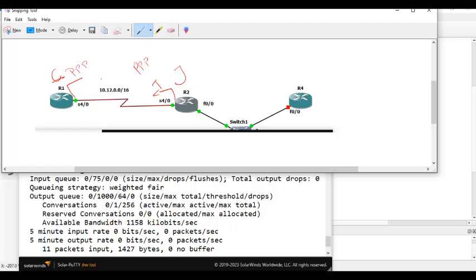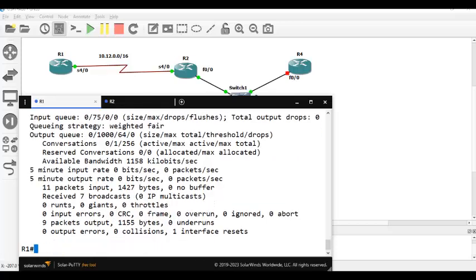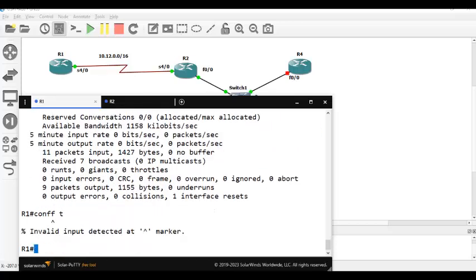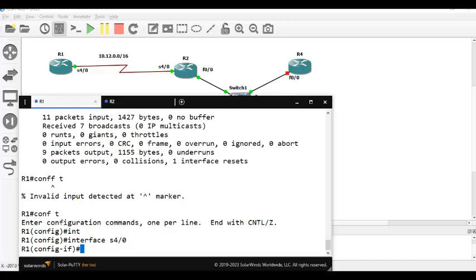I'm on R1. Interface serial 4/0. This is how simple it is. Encapsulation PPP. That's it. See, it is going down because the other end is HDLC. So go to the other end also.